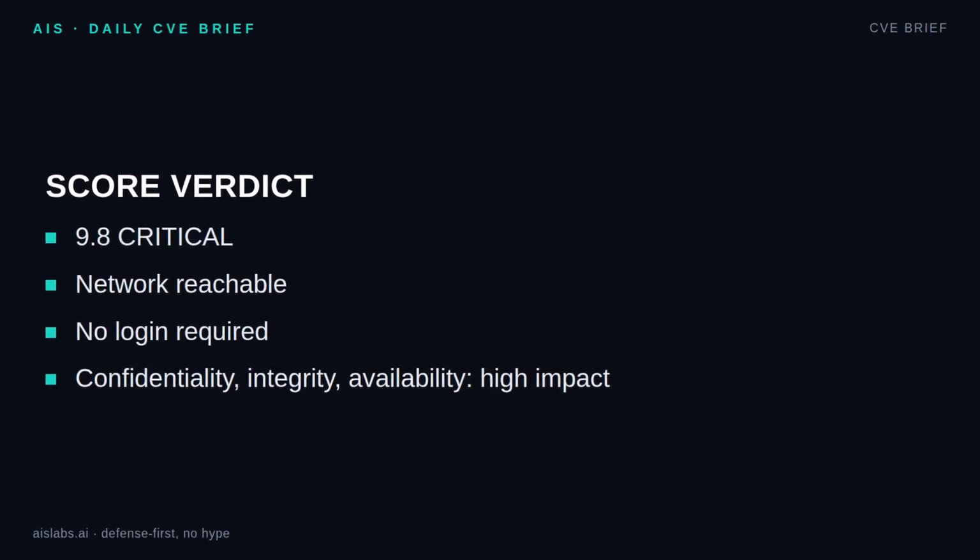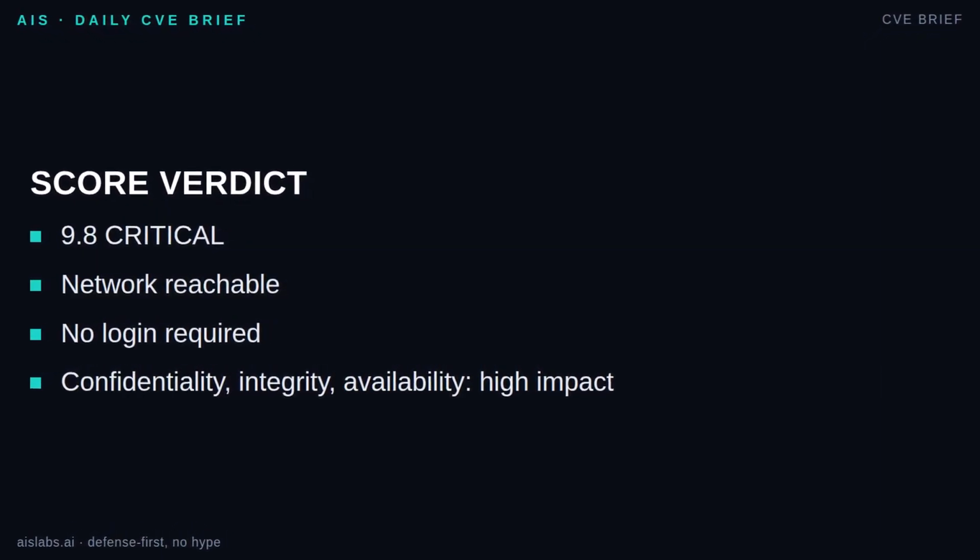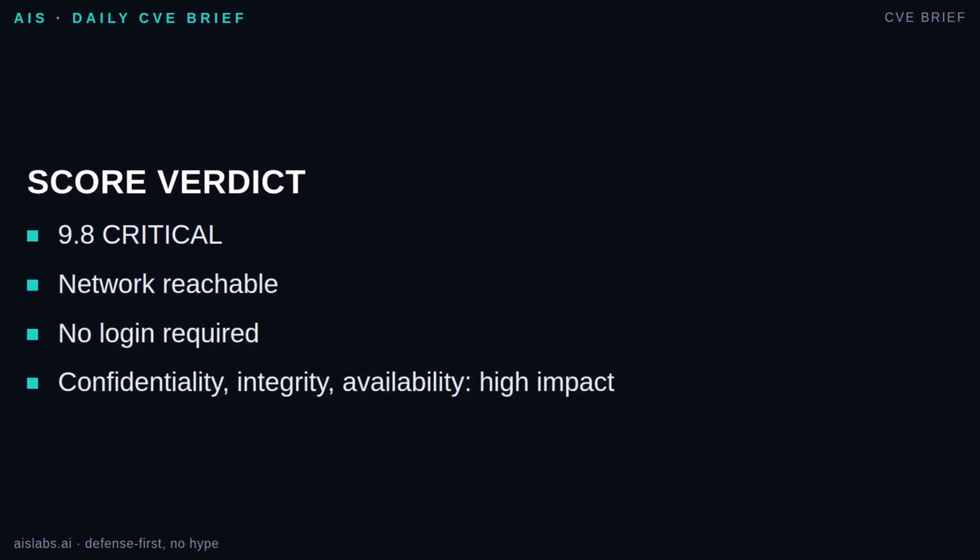Score verdict. This is a critical, act-now class vulnerability because it combines remote reachability with no authentication. The CVSS vector starts with network attack vector and low attack complexity, which means the vulnerable condition is exposed over a network and does not require unusual preconditions. Even more important, privileges required is none, and user interaction is none. So the scoring model is saying an attacker does not need an account, and does not need to trick an administrator or user into clicking anything.